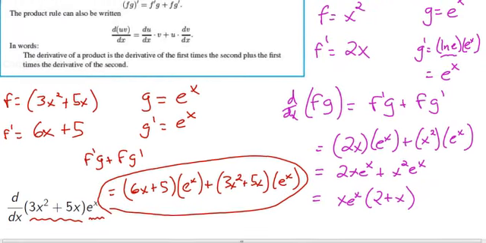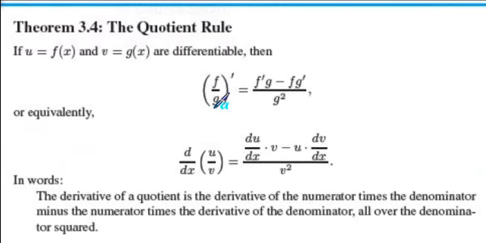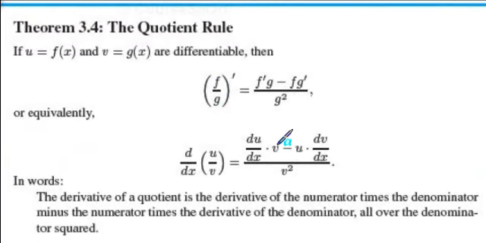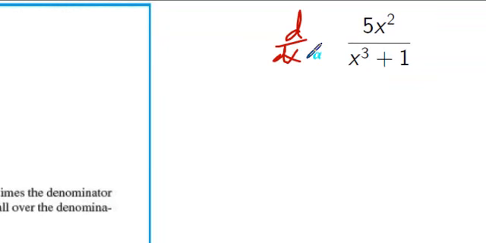Let's take a look at how we're going to use the quotient rule. The quotient rule is when you have a quotient, you have a function divided by a function. What you're going to use in this case is going to be f prime times g minus f g prime all over g squared. So we're going to take a look at this guy. We're going to try to find the derivative of this piece. Now obviously your f is always your function on top.